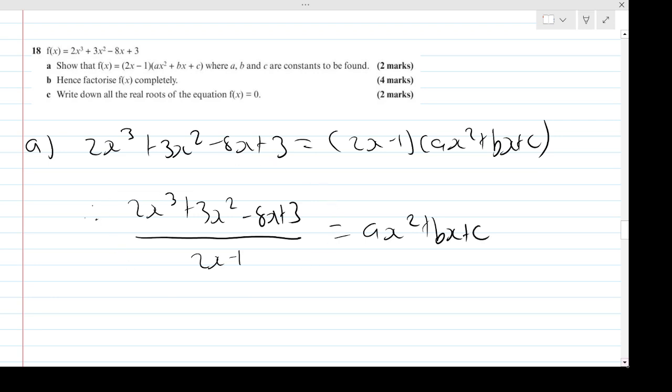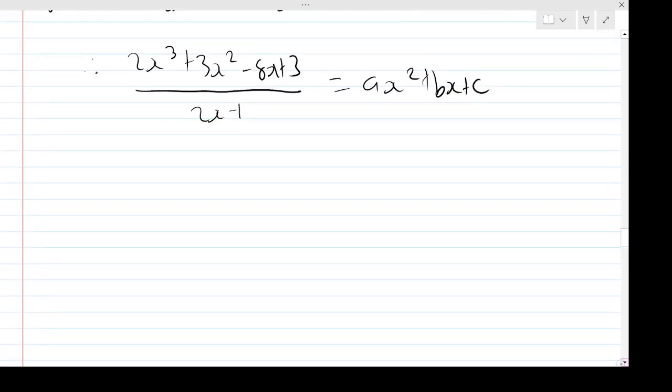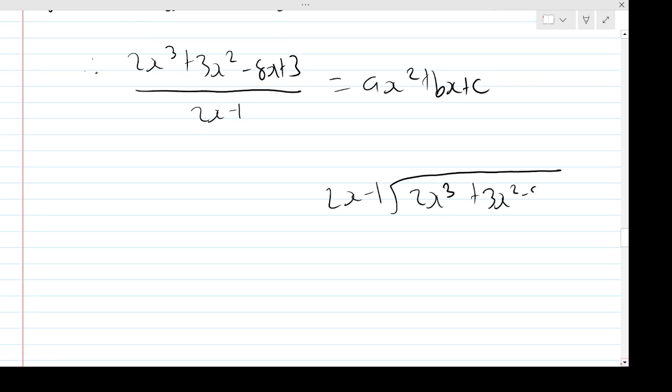I'm dividing f of x, the cubic, on top by 2x minus 1. I know how to do that, right? I know how to do it using that bus stop method. So then let's write out the bus stop method to do the division. So then I have 2x minus 1 on the outside. And then I do my bus stop, and then I write my top part inside. So 2x cubed plus 3x squared minus 8x plus 3.